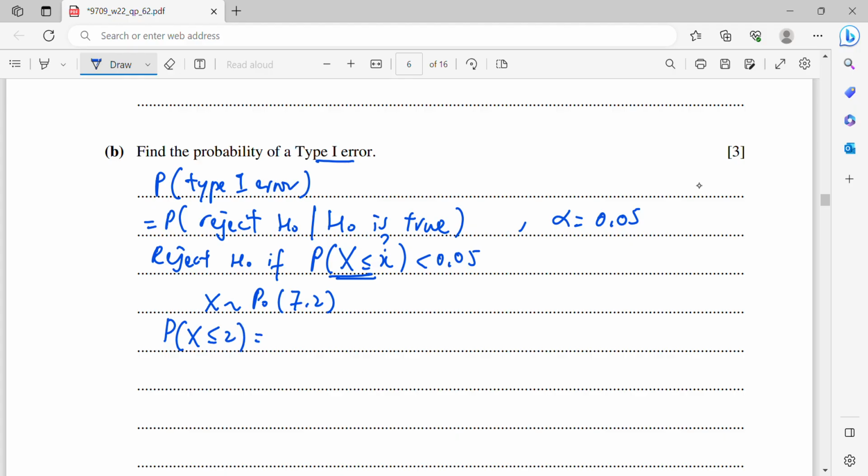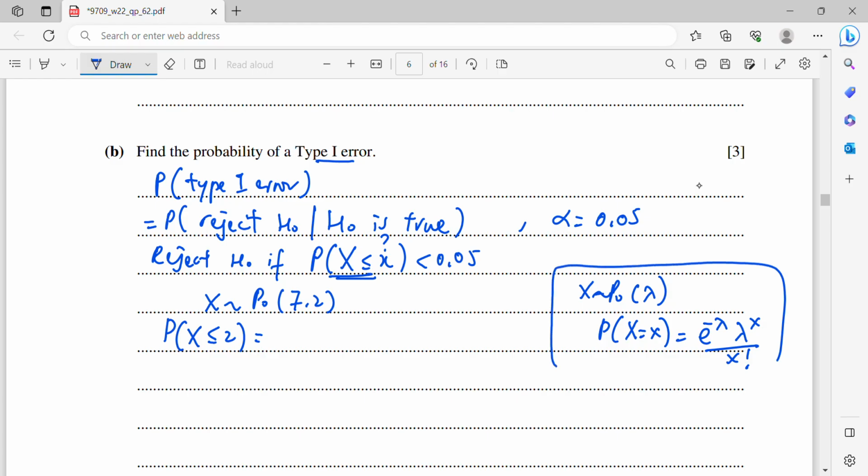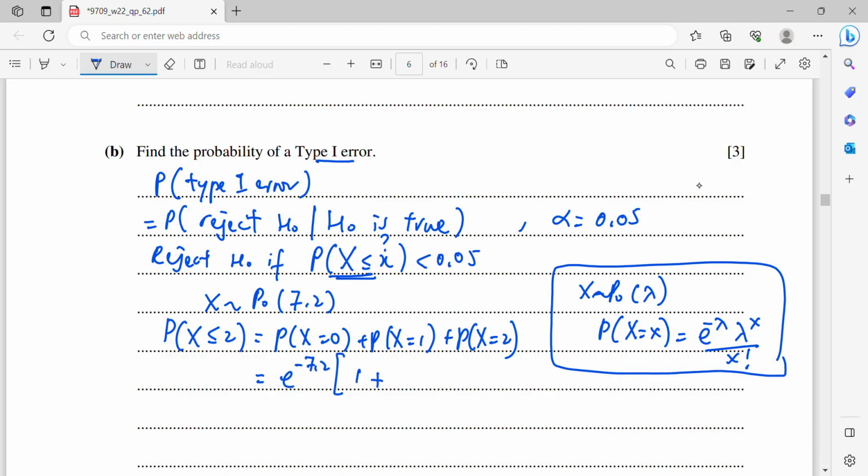When X ≤ 2, same as just now, X is Poisson(λ), then P(X = x) is e^(-λ) λ^x over x factorial. This is the formula for the Poisson distribution. So now I will write P(X = 0) plus P(X = 1) plus P(X = 2). Now I will factorize the exponential e^(-7.2). The first term is always 1, then plus the second term, which is the lambda value, then P(X = 2) is 7.2 squared over 2 factorial.